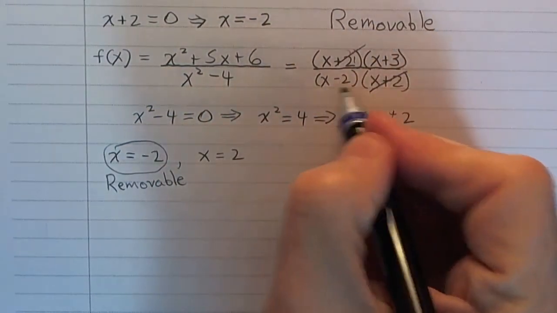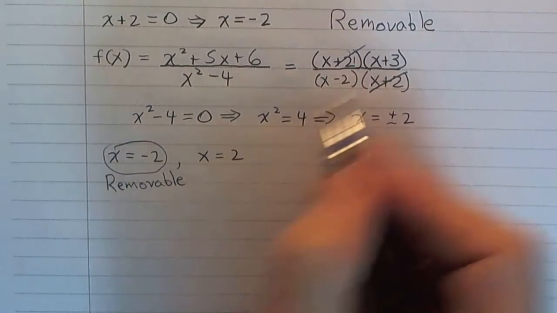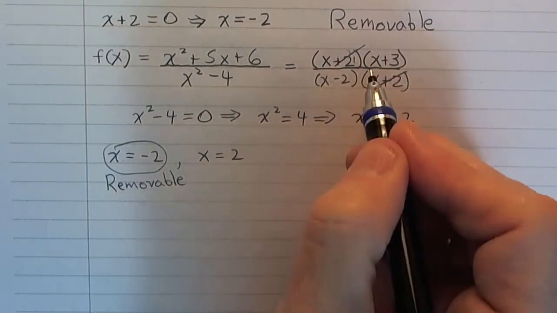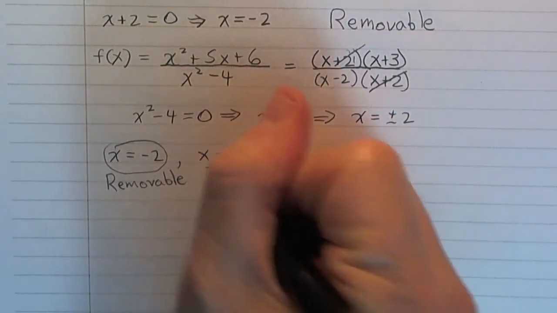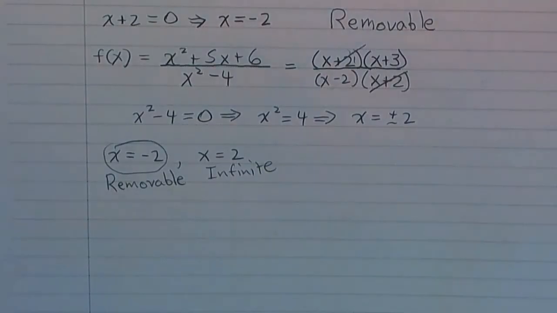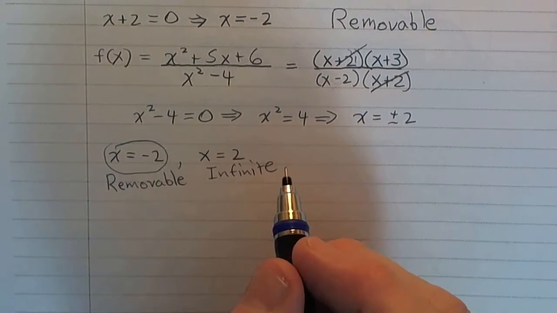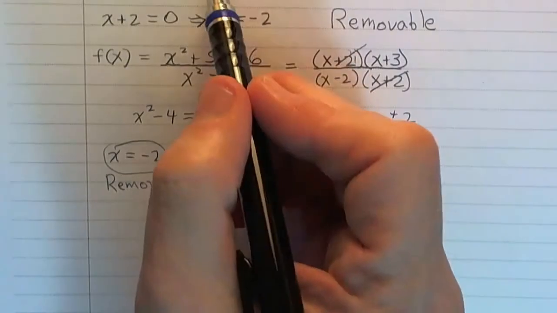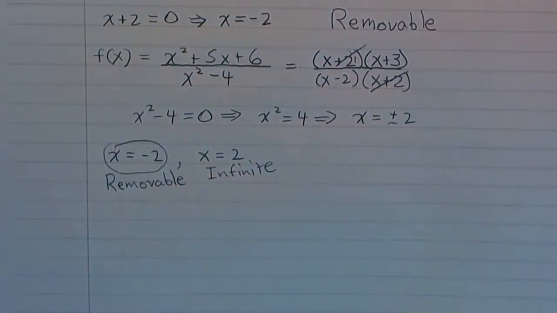Now this one, x minus 2, that gave us x equals 2, that didn't divide out. So this one right here is infinite. Okay? That one's infinite. So this one had both a removable and an infinite discontinuity.